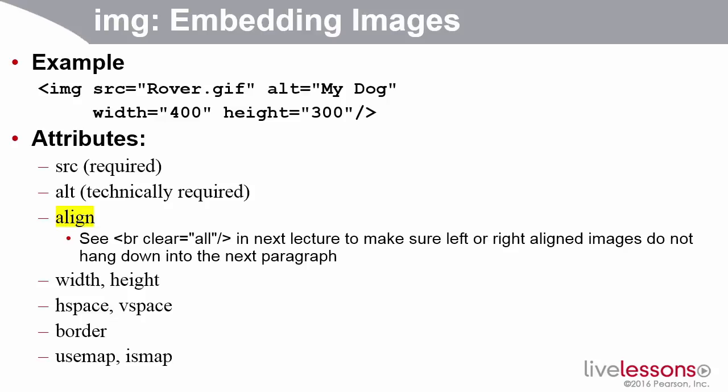But if you get to a new paragraph and you want to make sure that no images hang down into it, you can use BR with clear equals all. We'll mention this again in the next lecture, to make sure that you put in a line break and any images or tables that hang down are skipped. It's also quite useful to use H space and V space to control how much horizontal and vertical space are left around the image.